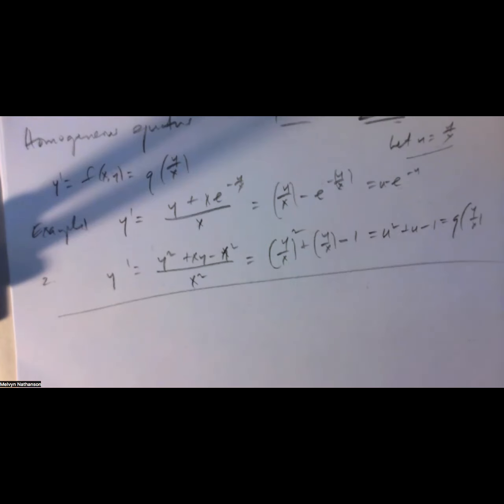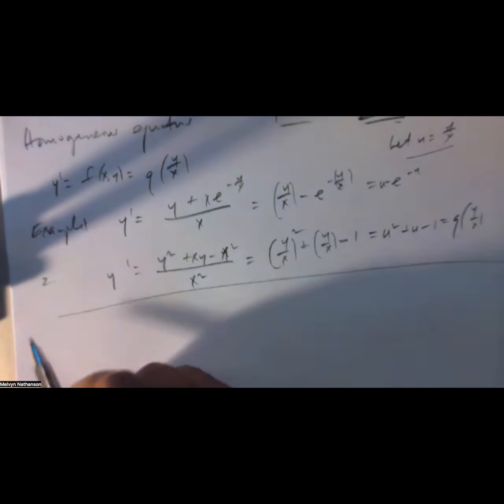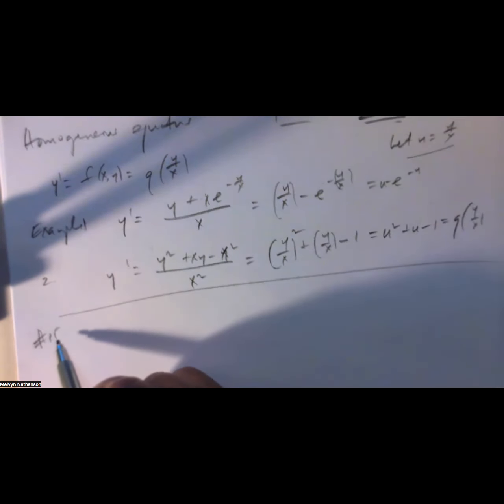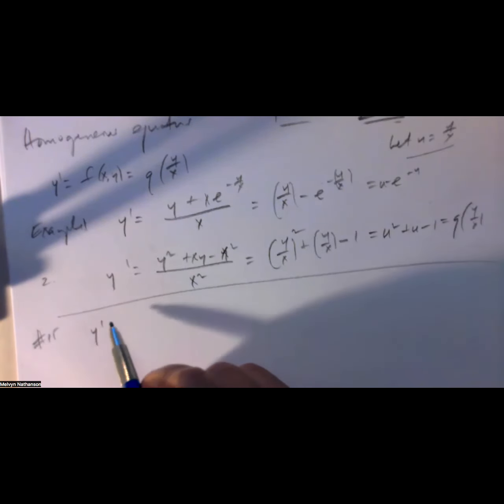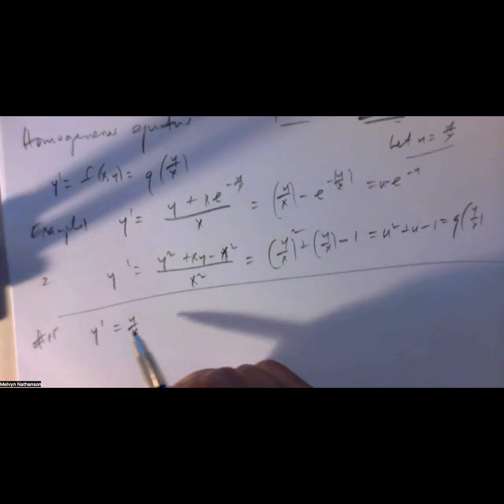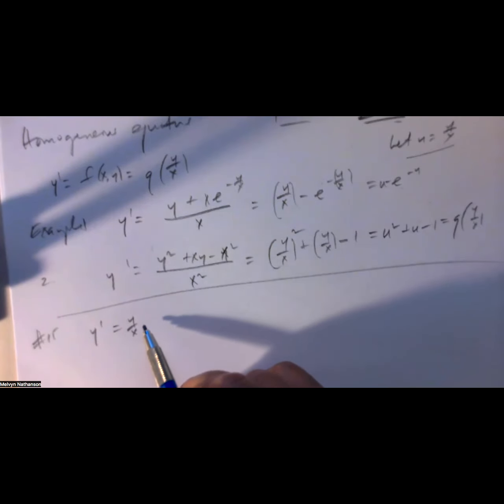So there were several homework problems involving homogeneous equations, and the first is number 15. So number 15, we have the differential equation y prime equals y over x, y plus x over x.